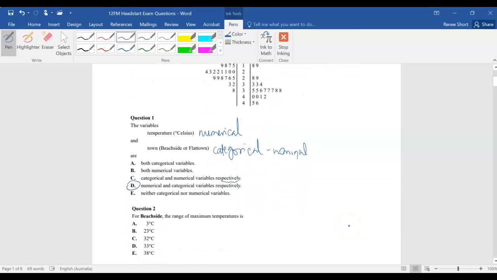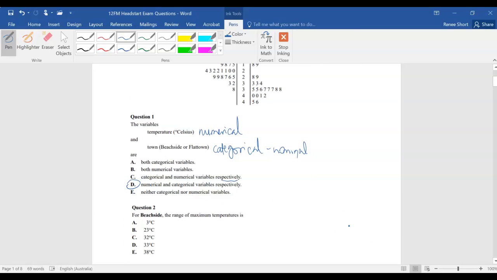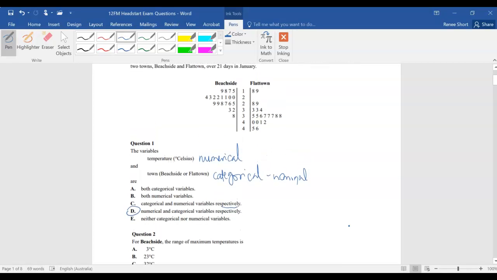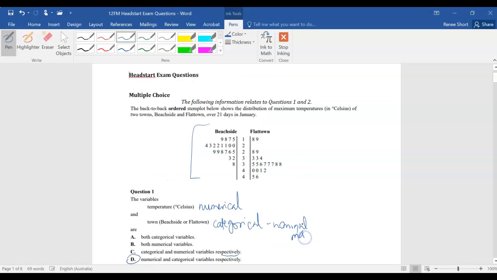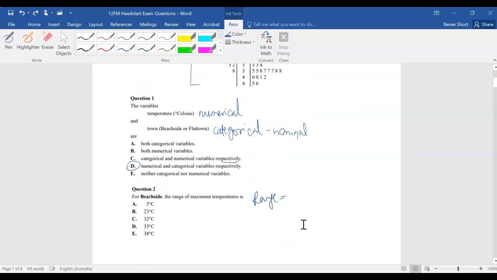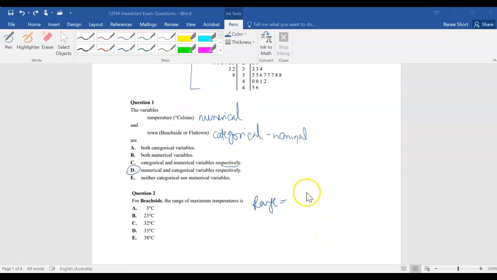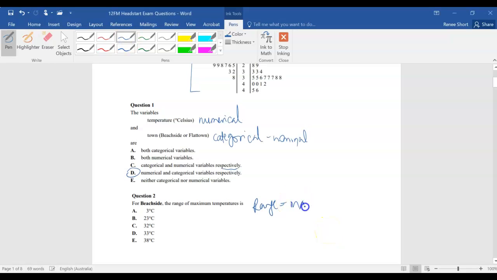If we scroll down to question 2, question 2 wants the range of maximum temperatures in Beachside. Now, quite a few people, I think, actually used the temperatures for Flattown, but because it wants Beachside, it means we need to be using this data that's on the left-hand side. So remember that if we want the range, we need to take the maximum temp minus that minimum temp.